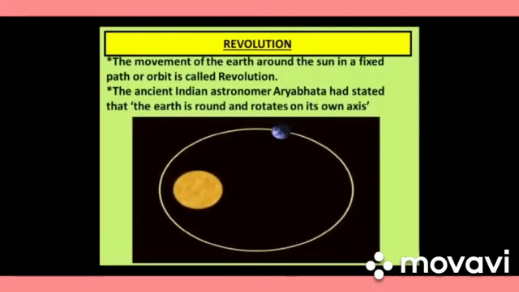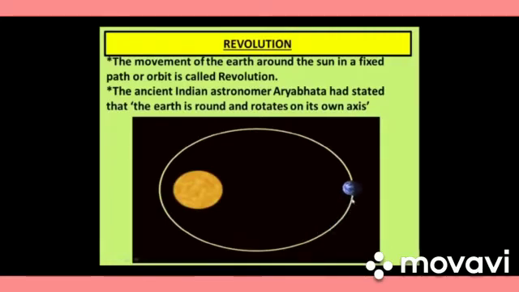And what is revolution? This is the sun, and this is a planet. One of the planets is Earth, and there are many other planets also in our galaxy. So the movement of the Earth around the sun in a fixed path or orbit is known as revolution.